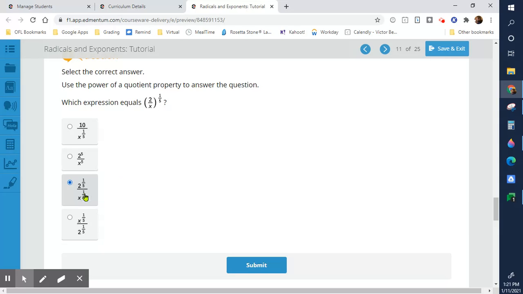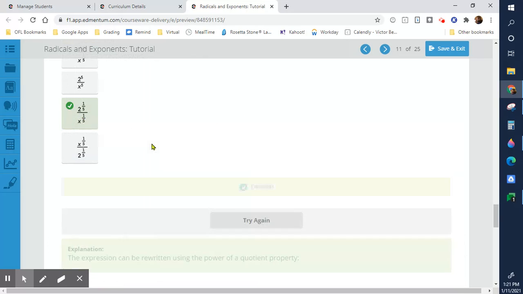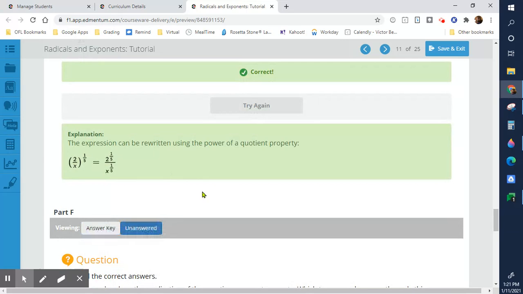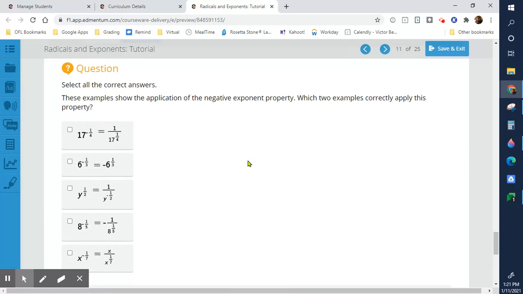All right, and I think this is the last one here. So we're going to find all of them that work. So remember, if it's a negative power, it means it goes to the bottom. So this one's good to go. This one, notice how all it did was just move the negative sign. That is not what a negative exponent is, so that's wrong.